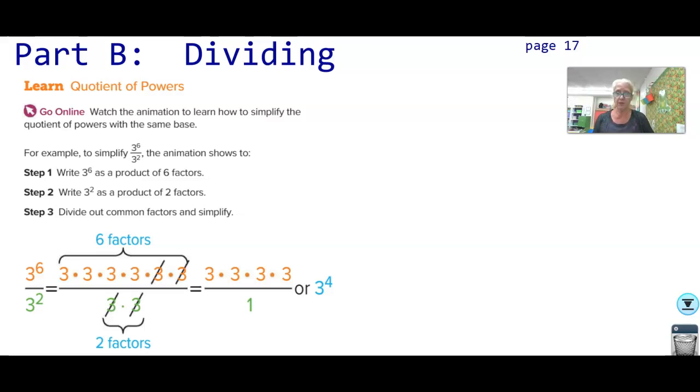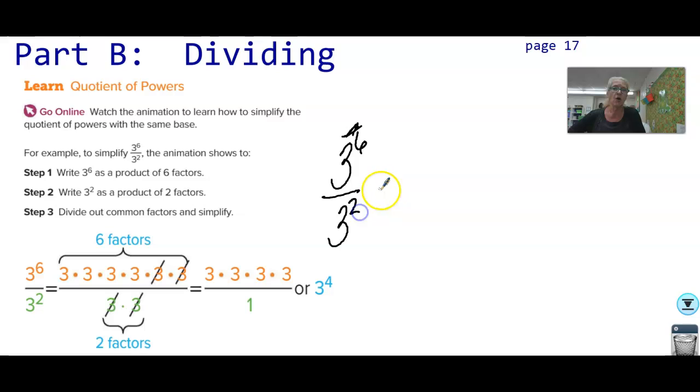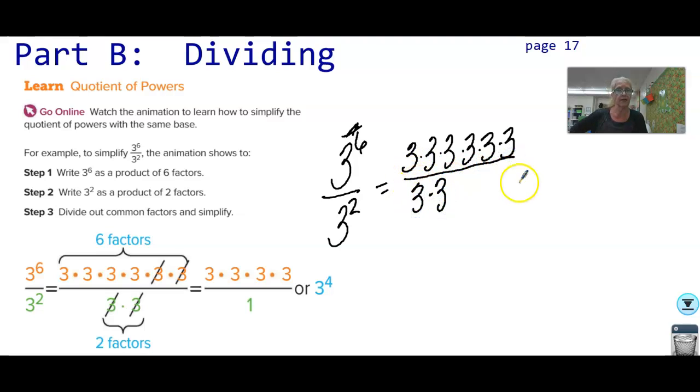And here's why. Their explanation is kind of unwieldy here. Let me give you my simple version of it. If we have 3 to the 6th power over 3 to the 2nd power, what this really means is we have 6 3's on top, 2, 3, 4, 5, 6, all being multiplied together. And on bottom, we have 2 3's being multiplied together.